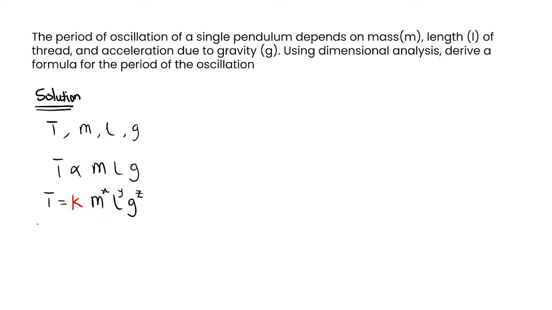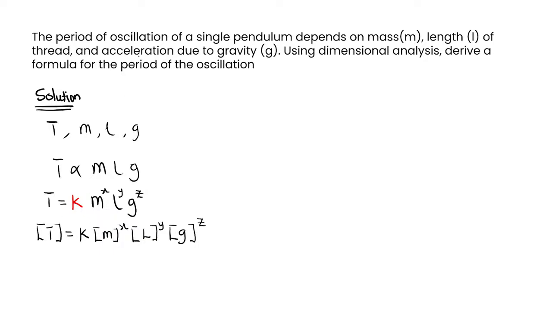Now from here, we find the dimension for the period, which is equal to, like I said, the constant is the constant, so we don't do anything for it, we just leave it there. Then we find the dimension for the mass, with the power outside it, then we find the dimension of length raised to the power y, then the dimension of gravity raised to the power z. Okay, so this is what we are going to do, and then we proceed.